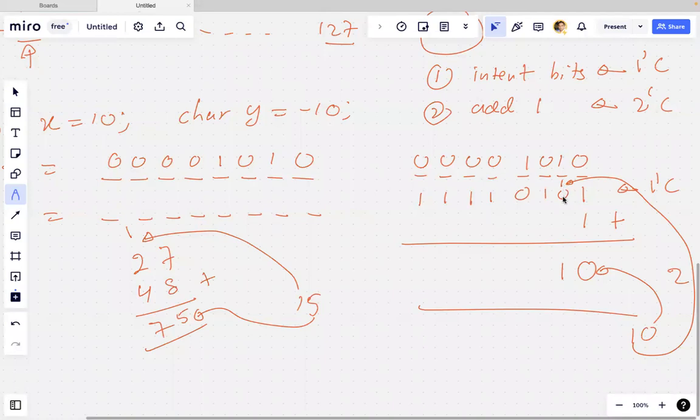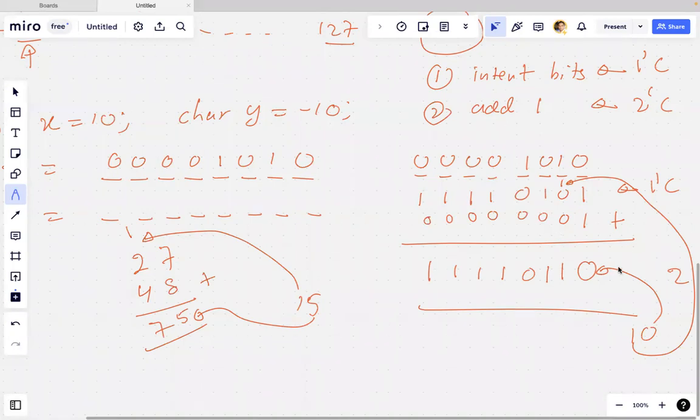Here 1. And when you're adding 1, you can provide the zeros if you want. 1 plus 0 is 1. You can assign here. Then 1 plus 0 is 1. 0 plus 0 is 0. 1 plus 0 is 1. 1 plus 0 is 1. 1 plus 0 is 1. Okay.